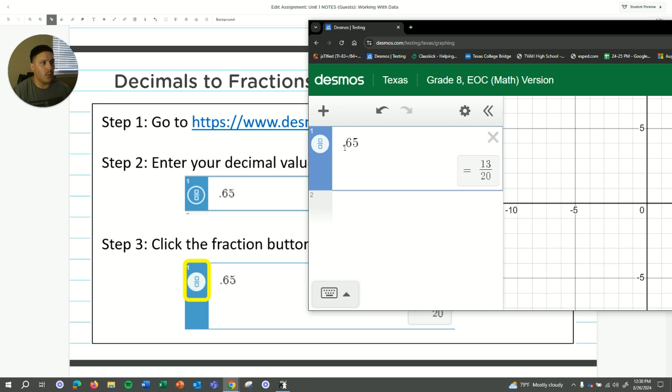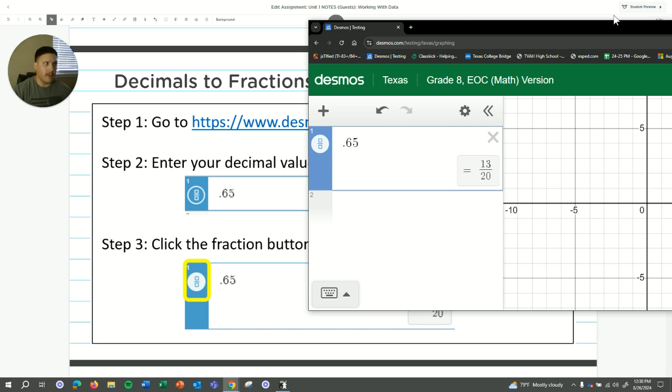Okay, if you're wondering why it's 13/20 and not 65/100, again, it is a simplified fraction. There are things that are in common with the top number and bottom number that can cancel out, that will reduce it into its simplest form to make 13/20. Okay? The calculator does that on its own, so you don't have to worry about doing all this by hand.